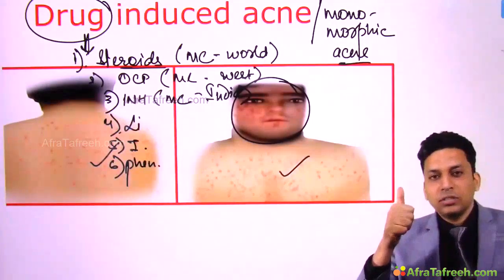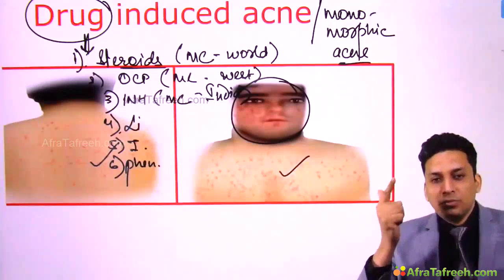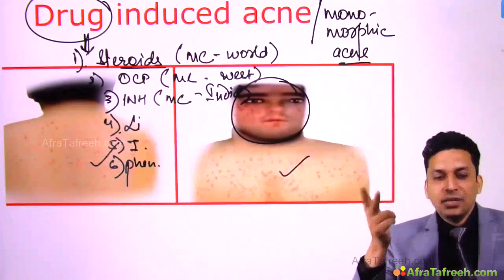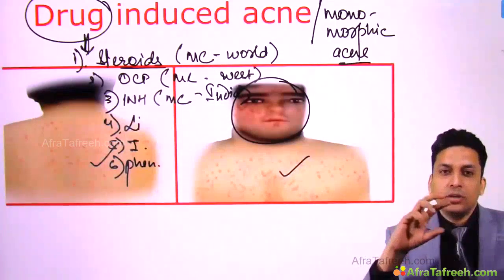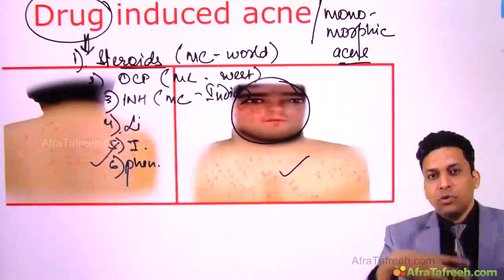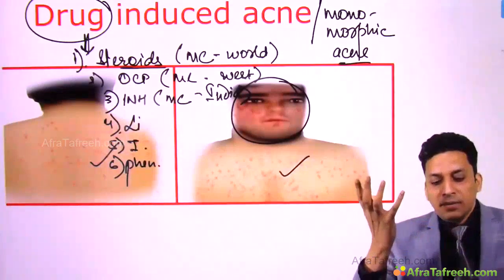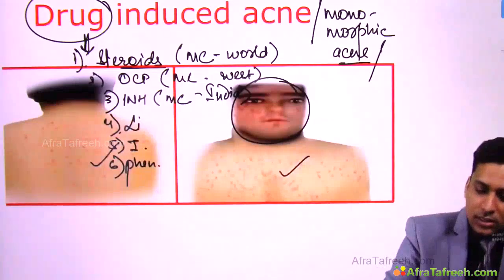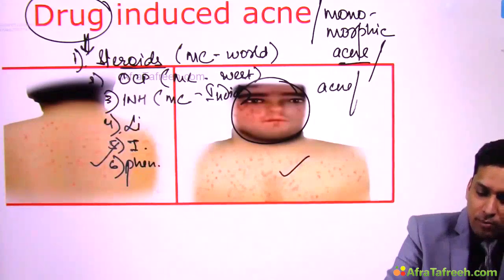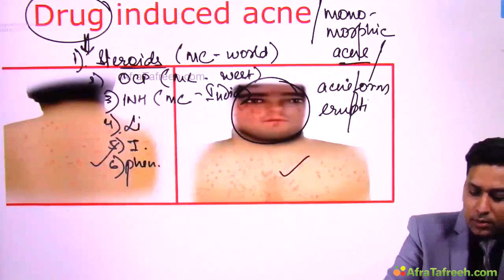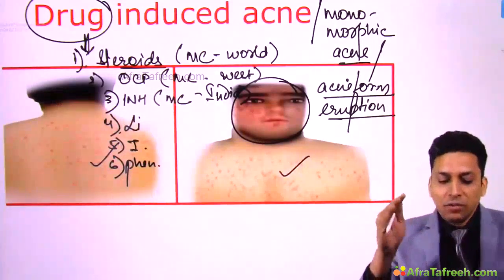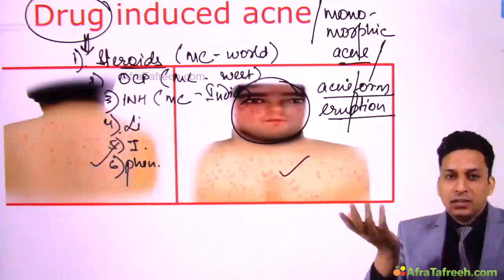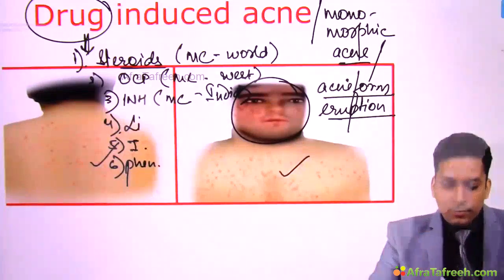Steroids are the most common cause around the world. Then OCPs are the most common cause in Western countries. Then isoniazid is the most common cause in India. So many patients who are taking ATT, anti-tubercular therapy, might present with these monomorphic eruptions, which are monomorphic acne, also known as acneiform eruptions. They look like acne, acneiform, but they are not acne. They are drug induced. Then other causes can be lithium, iodine, phenytoin.